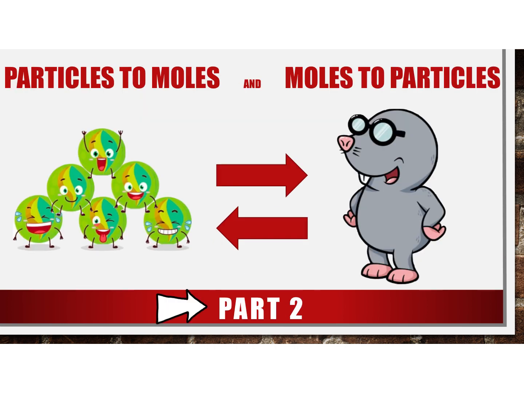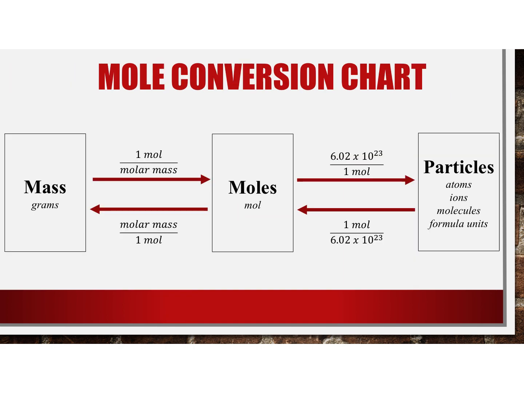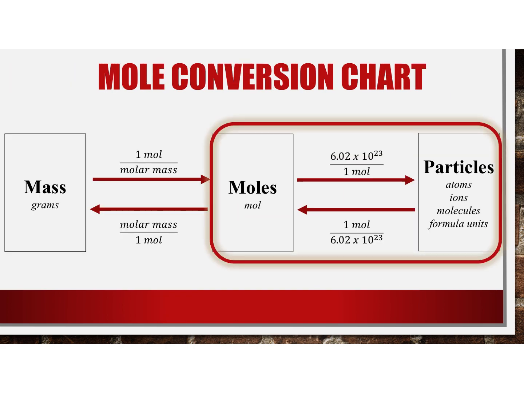The second type of conversions we need to be able to solve to meet our standards expectations is that from particles to moles and from moles to particles. Using our conversion chart, we're going to focus on the right side of it this time. Don't be alarmed by this number here. Hopefully you remember and recognize this number. This is Avogadro's number. It's the number of particles in 1 mole of a substance. And we're going to allow the calculator to do these for us. So I will show you how to do that.